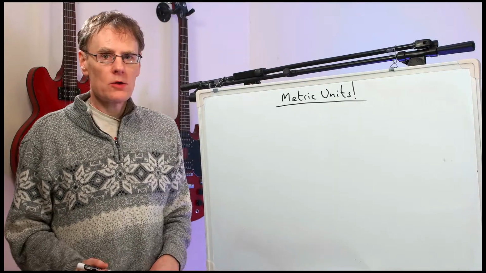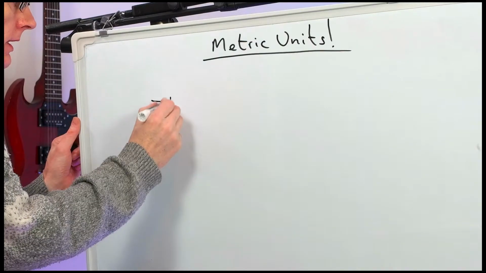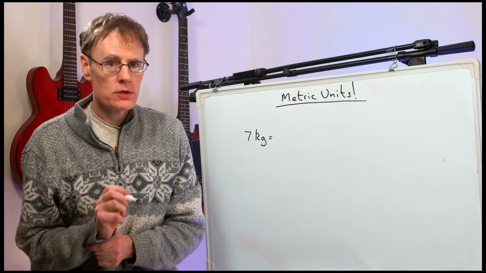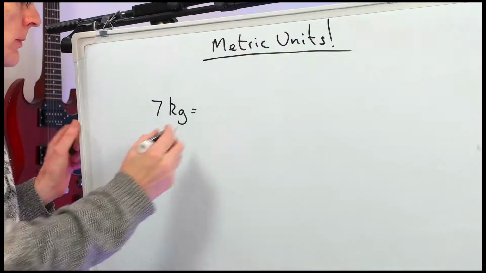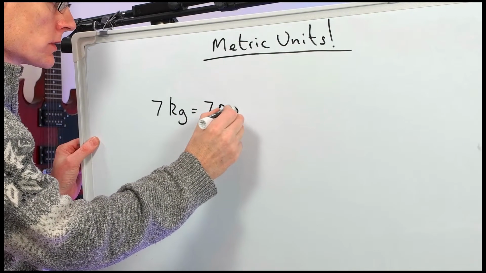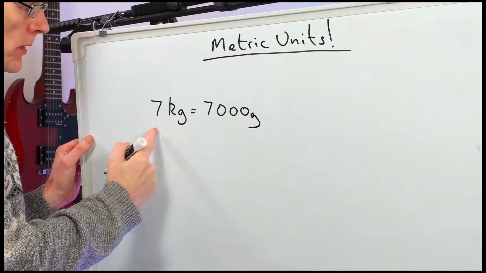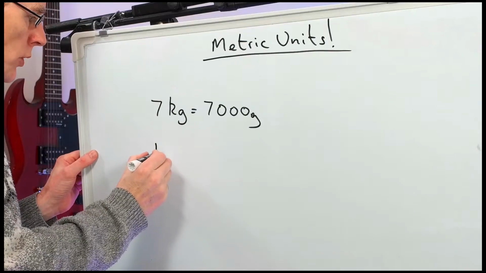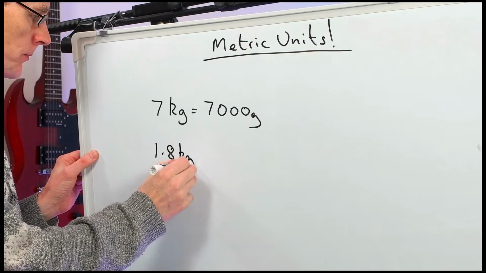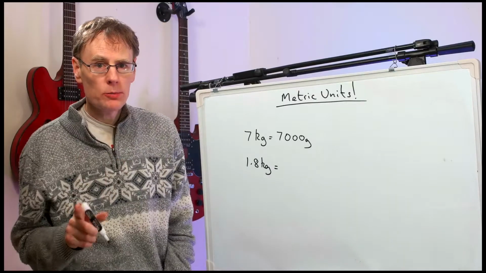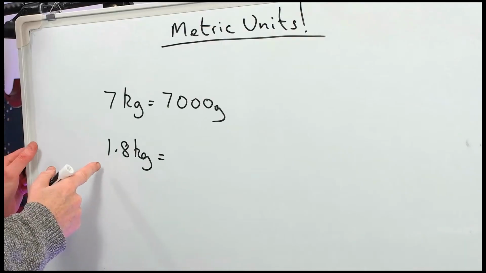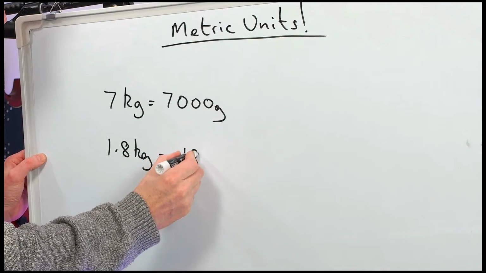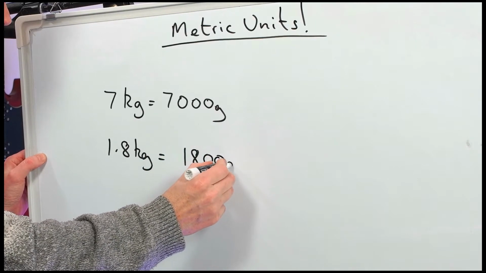So let's look at 7 kilograms. If each kilogram is 1,000 grams, 7 kilograms is 7,000 grams. We've multiplied by 1,000. Let's start with 1.8 kilograms. So again, we multiply by 1,000. That's more than 1,000 grams. It's nearly 2,000 grams. It's 1,800 grams.